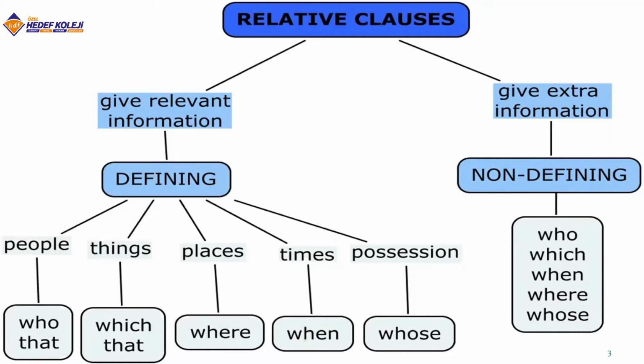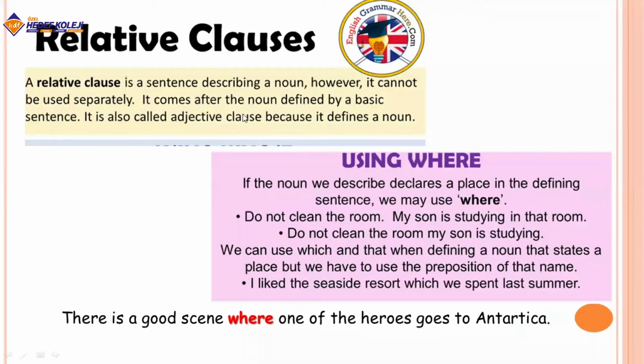I saw a man who is your father. It isn't necessary. Yes, let's continue. Using where: if the noun we describe declares a place, in a defining sentence we may use where. Do not clean the room. My son is studying in that room. I want to highlight some points. "Do not clean the room" and "in that room" are common, so I can eliminate one of them.